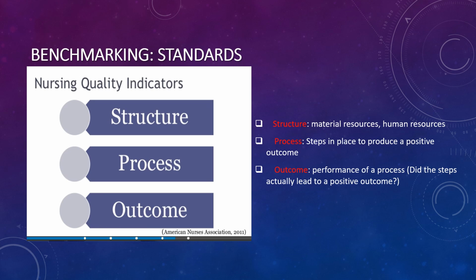Then the process standards. Are there steps in place to produce a positive outcome? There need to be processes in place. That's process standards. And then outcome standards, the performance of a process. Did the steps that were actually in place lead to the positive outcome? What was the outcome? Know those three definitions, okay? Have a working knowledge of them.